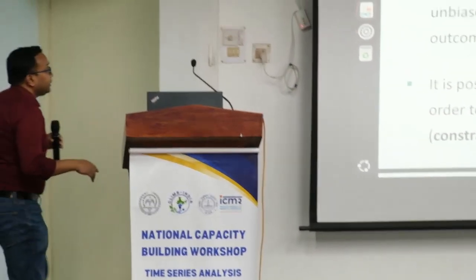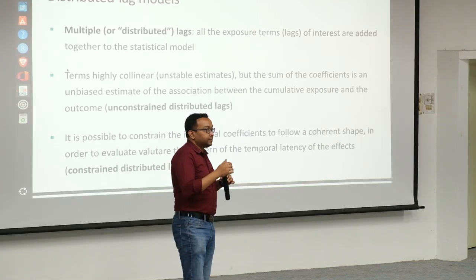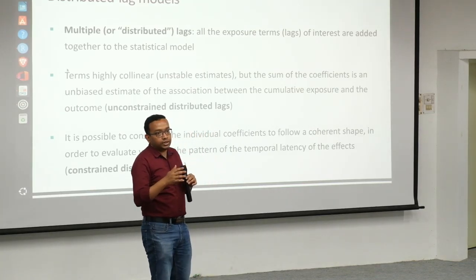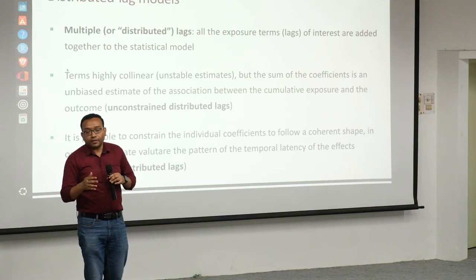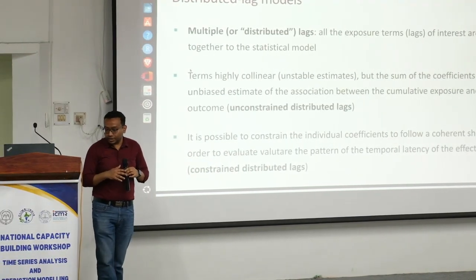So, if you put lag 1, 2, 3, 4, and 5 together in a regression model, that's the unconstrained distributed lag. And what will happen is for each of those lags, you will get an effect estimate, but those will not be consistent. So they will jump around because of the collinearity. So the way out is to do this in a constrained manner.